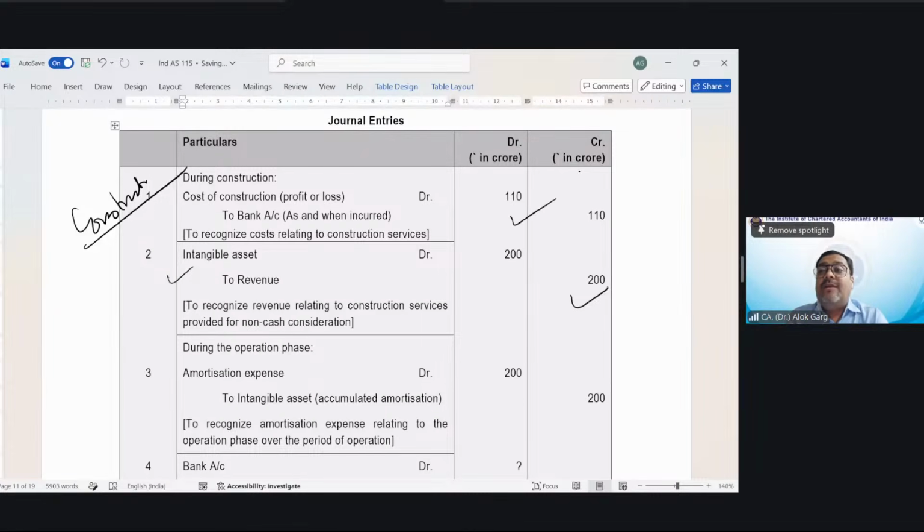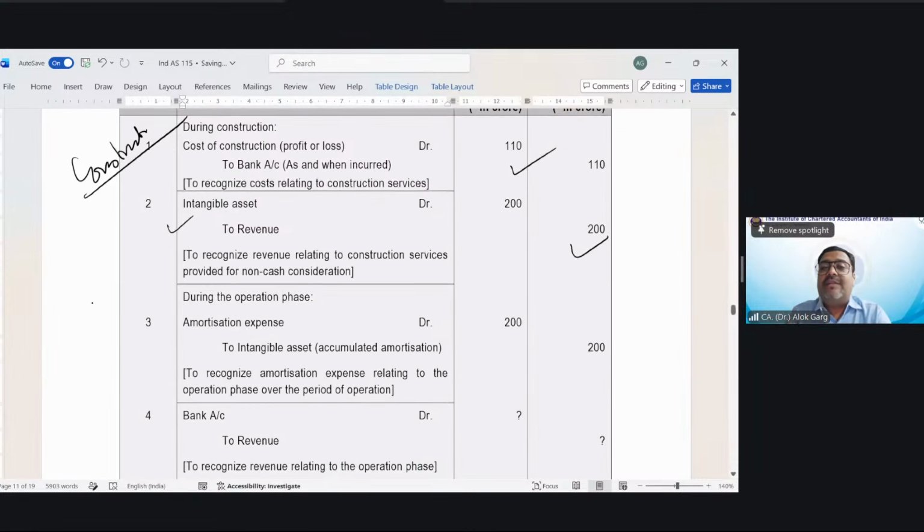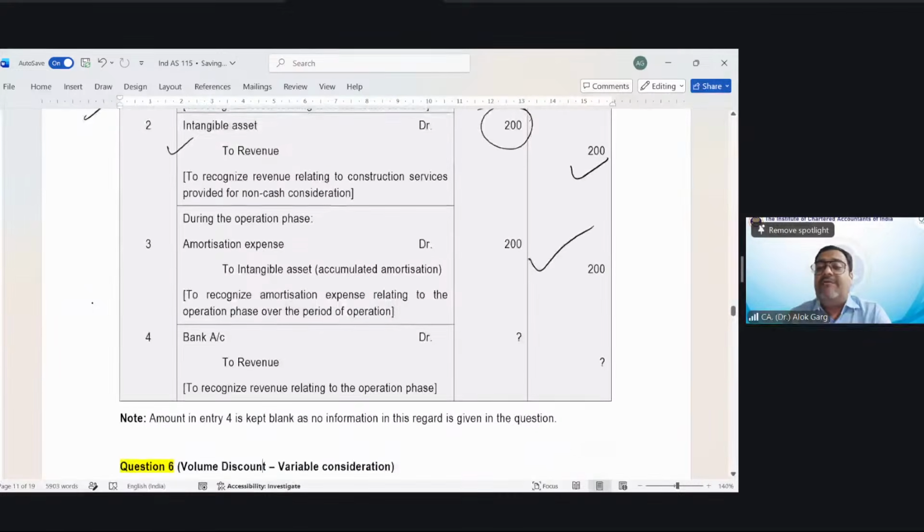Okay. Now, during the operation phase, you recognize an intangible asset of 200 crore. This has to be amortized over a period of 20 years, for example, whatever is the concession period. So what is the accounting entry? Amortization expenses to intangible asset. Every year you will receive the toll money, bank account debit to revenue relating to the operation phase. Then you will do the expense also.